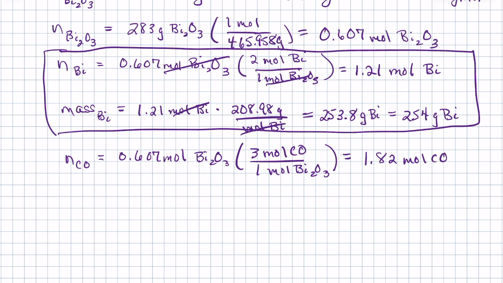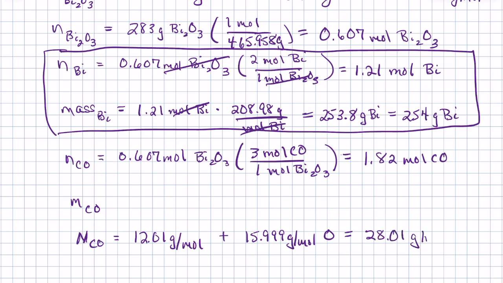All right, and now for the mass, we need to know the molar mass. So what's the molar mass of carbon monoxide? Well, we look it up in the periodic table. And so we're going to have 12.01 grams per mole of carbon plus 15.999 grams per mole of oxygen, which we had before. And so the molar mass of carbon monoxide is then 28.01 grams per mole.